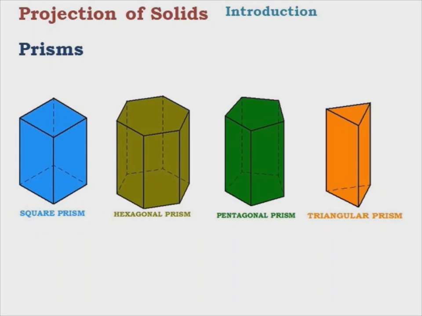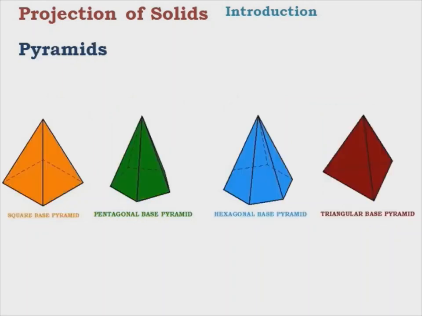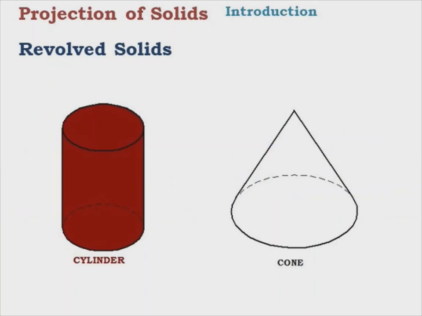These are examples of prism. Based on the shape of their top and bottom bases, they are named as square prism, hexagonal prism, pentagonal prism, triangular prism. These are few pyramids, and based on the shape of their base, they are named as square based pyramid, pentagonal based pyramid, hexagonal based pyramid, and triangular based pyramid. Revolved solids are generated by revolving about an axis. Example, cylinder, cone.